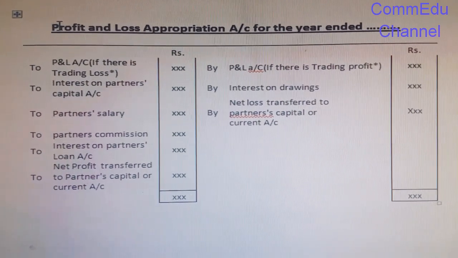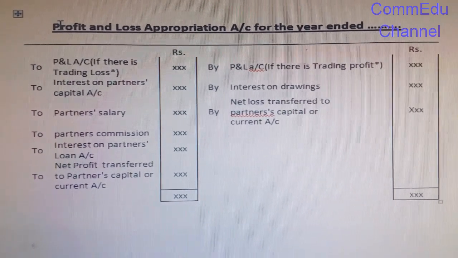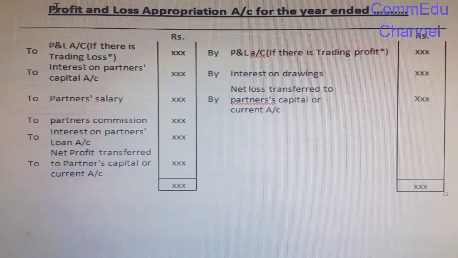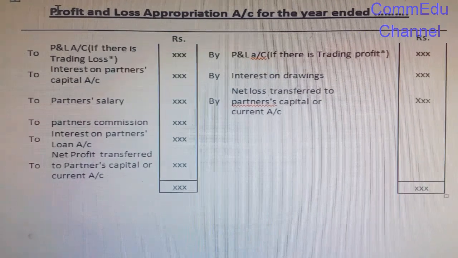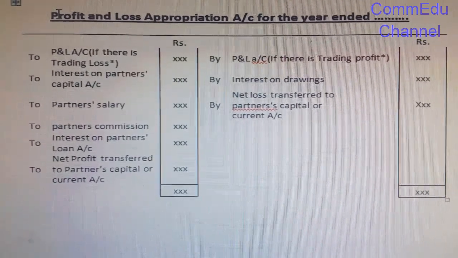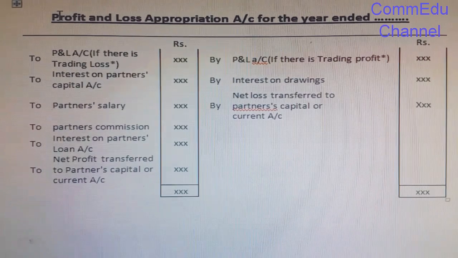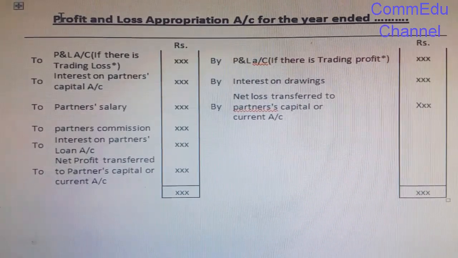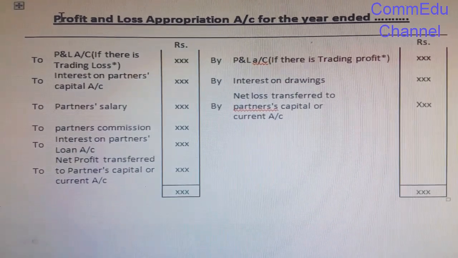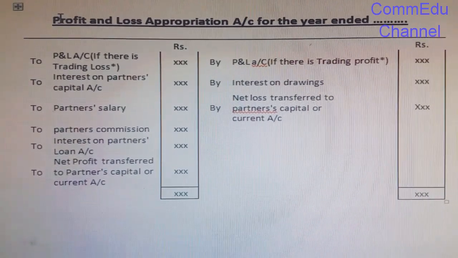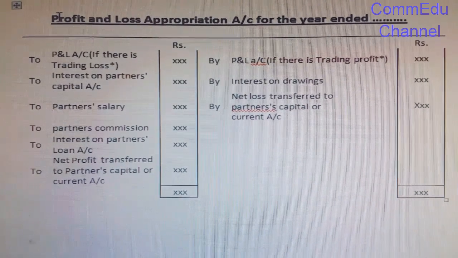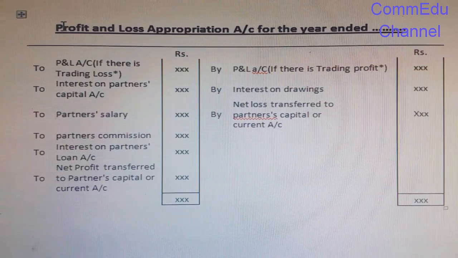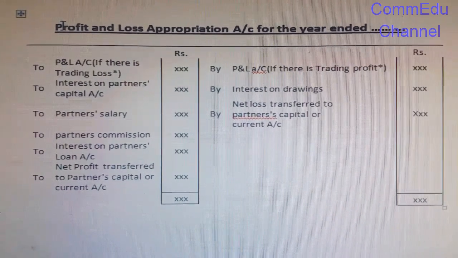After transferring all these items into profit and loss appropriation account at the end of the year, we have to close this account. If there is any excess amount in credit side, it should be called net profit. That net profit should be transferred to partner's capital or current account. If the debit side amount is more than the credit side amount, it is called net loss.